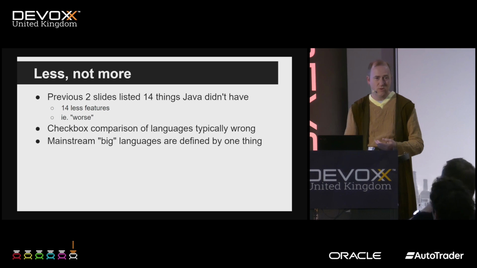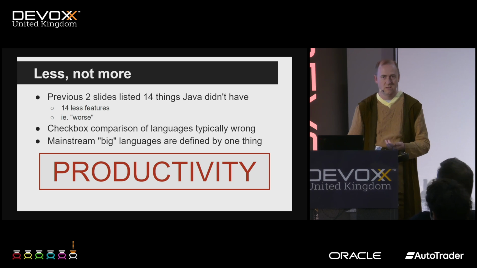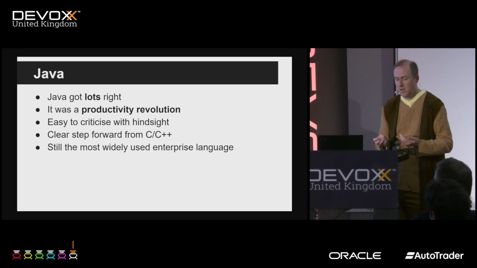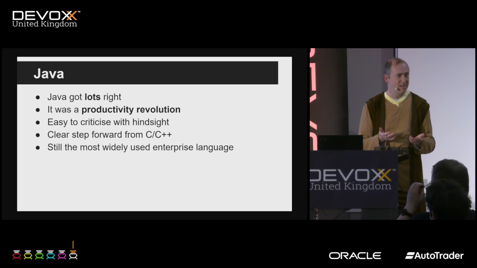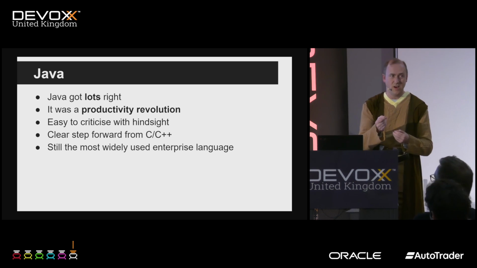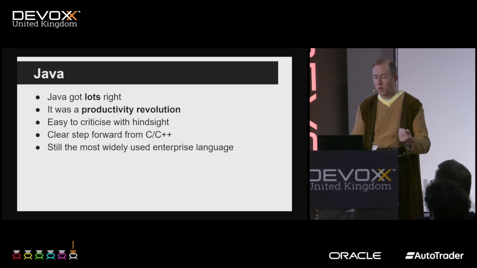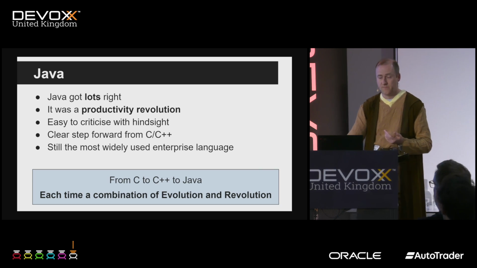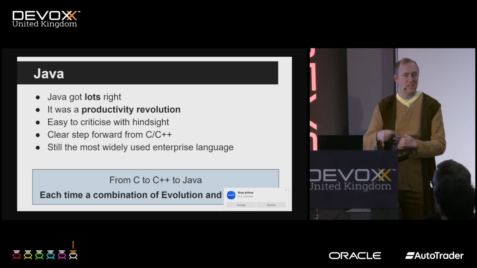Because a mainstream big language is fundamentally defined by productivity. Productivity is the thing you want out of a language like this. Java got lots of stuff right. It was a productivity revolution fundamentally. And yes, we can criticize it with hindsight. I criticized it with hindsight 15 years ago, and I can still criticize it with hindsight 30 years on. But it was a big step forward, and it is still the enterprise language. It's the one that people use. So you had this evolution and revolution going together as you went from C to C++ to Java.